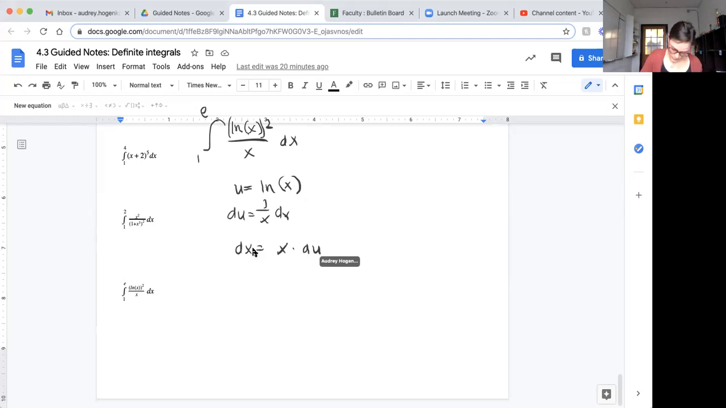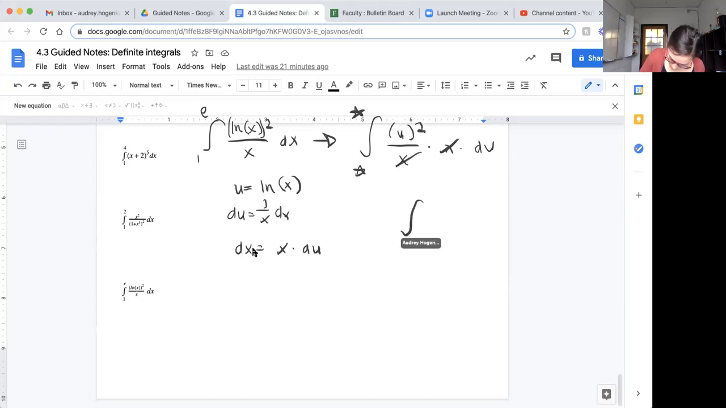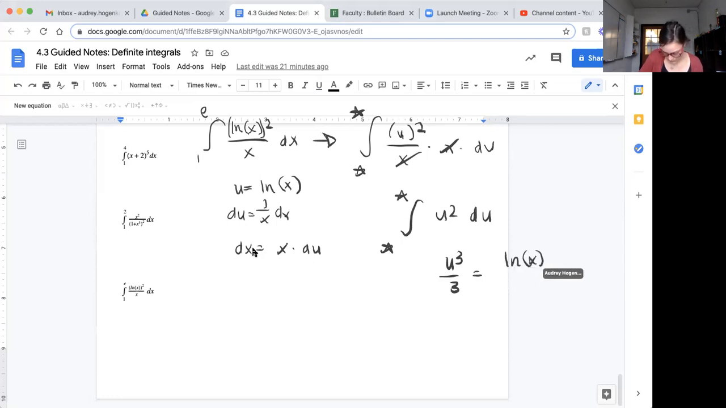So my integral is going to be, I'm going to use the star method for this one. The integral from star to star of u squared over x times my dx, which is equal to x times du. The x cancels, so I have the integral from star to star of u squared du, which is going to be equal to u cubed over 3. And then I know that u is actually equal to ln of x, so it's going to be ln of x cubed over 3 from 1 to e.